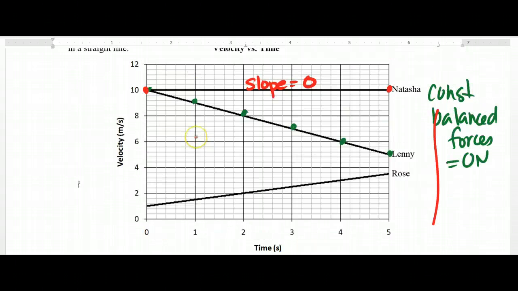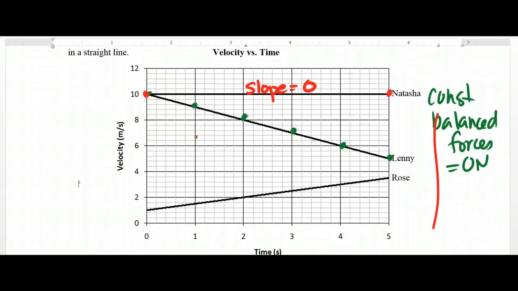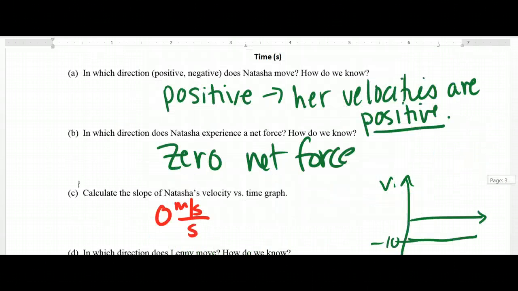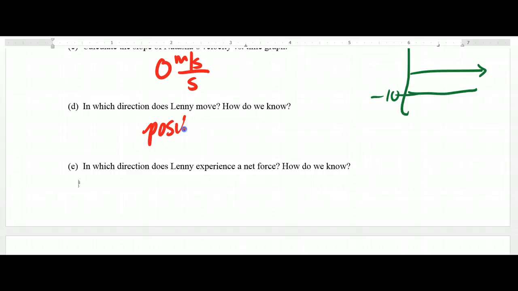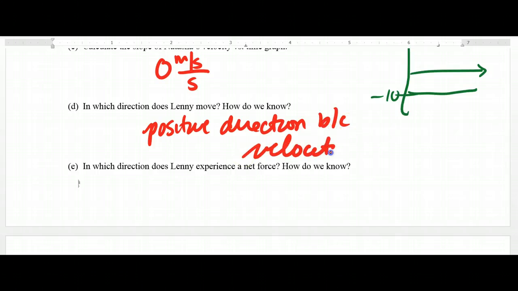Now let's look back up at Lenny. In what direction does Lenny move? Lenny has positive velocities. So this one's positive 8, this is positive 9 point something, this is positive 10. He ends at positive about 5. So if his velocities are always positive, he is moving in the positive direction, because his velocity is always positive.